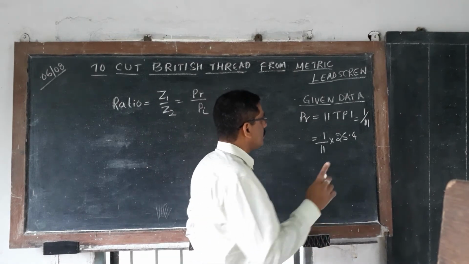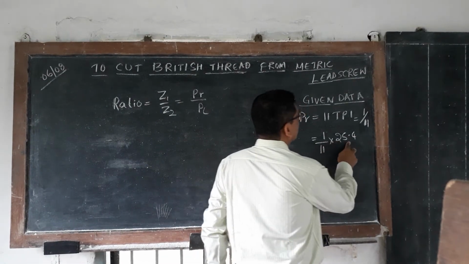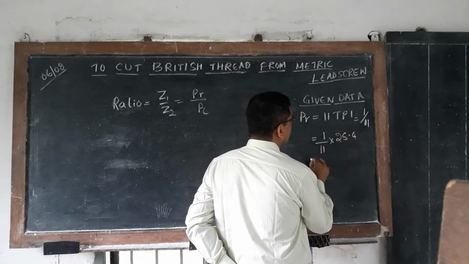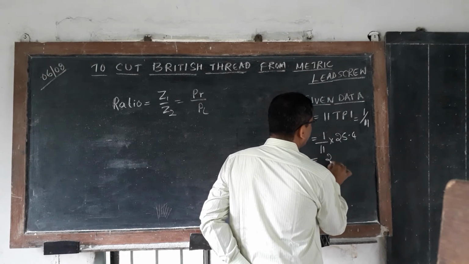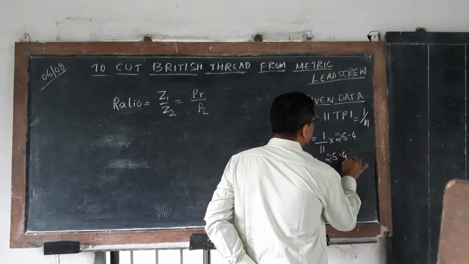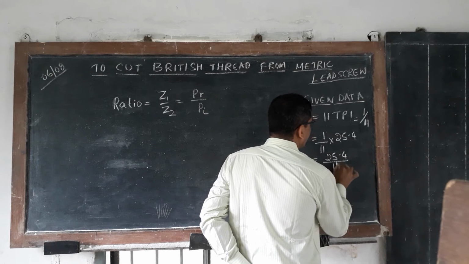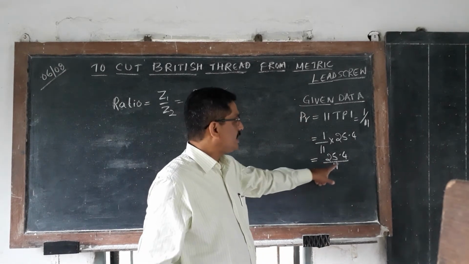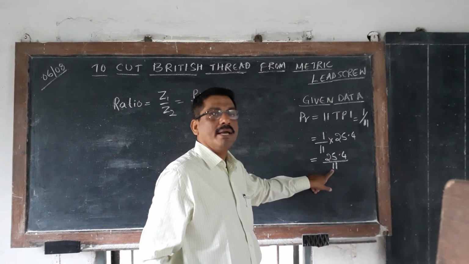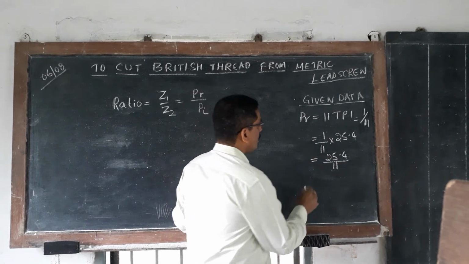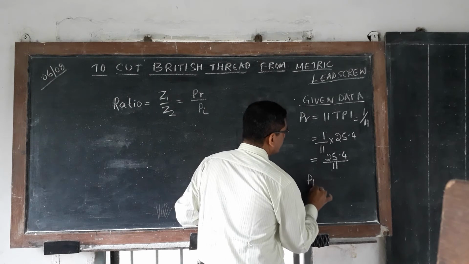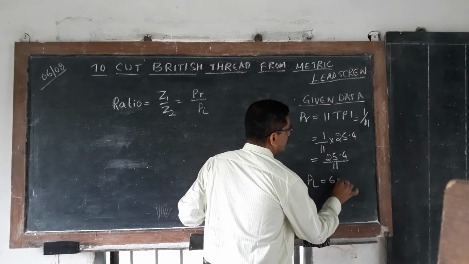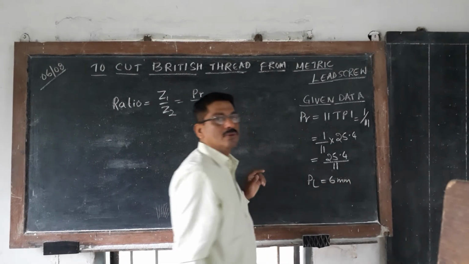So 25.4 mm. Now what you have to do? You have to multiply by 25.4. So now this becomes 25.4 divided by 11. When you do the calculation, you take 25.4 divided by 11. Now the pitch of the lead screw is equal to 6 mm.